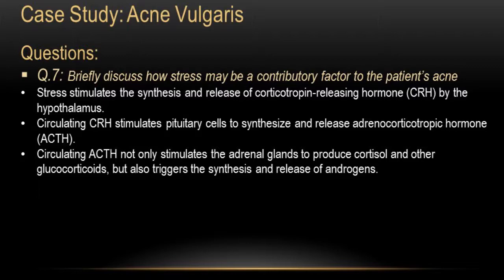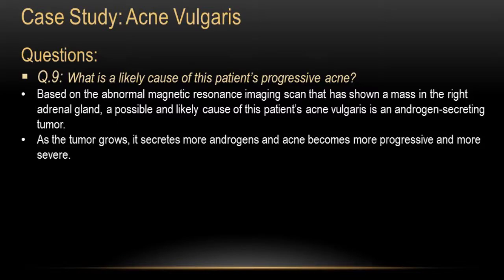What's the likely cause of this patient's progressive acne? Based on the abnormal magnetic resonance imaging scan that has shown a mass in the right adrenal gland, a possible and a likely cause of this patient's acne vulgaris is an androgen secreting tumor. Too much androgens, too much acne. As the tumor grows, it secretes more androgens, and acne becomes more progressive and more severe.